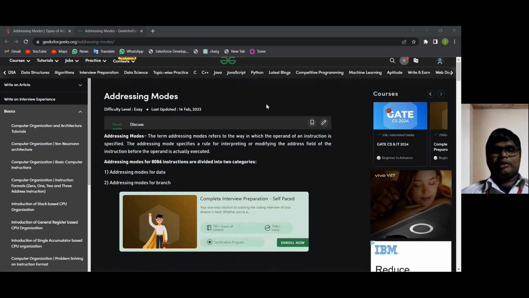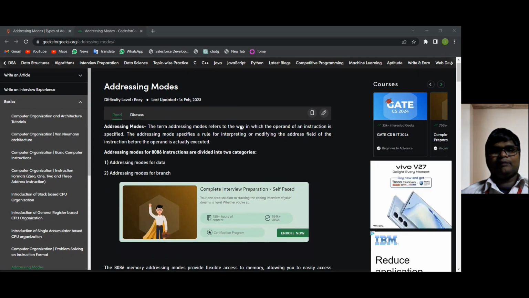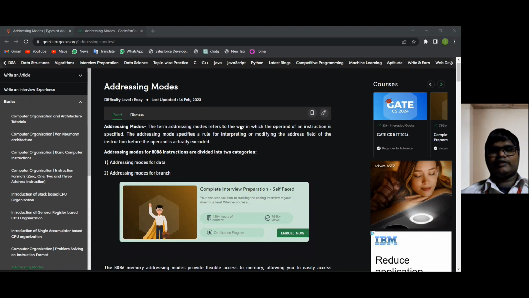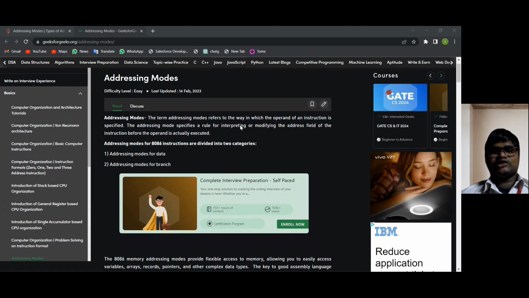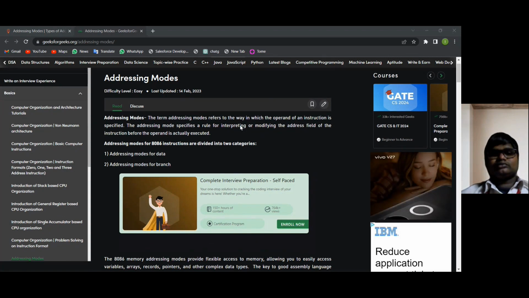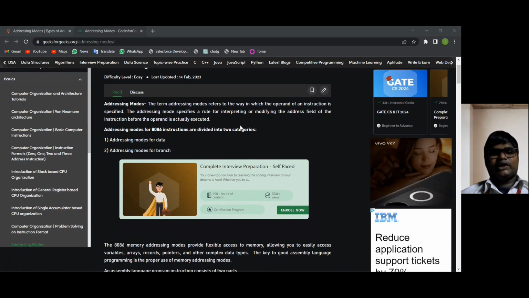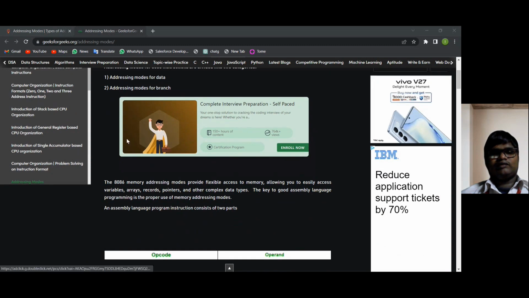Addressing modes. The term addressing modes refers to the way in which the operand of an instruction is specified. The addressing mode specifies rules for interpreting or modifying the address field of the instruction before the operand is actually executed. Addressing modes are divided into two categories: addressing modes for data and addressing modes for branch. So let us discuss both of them.